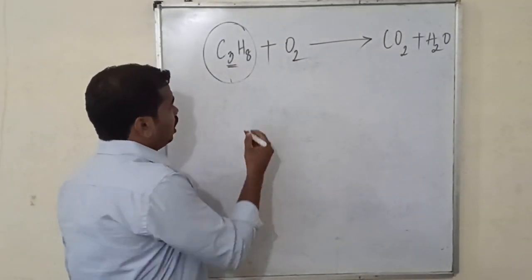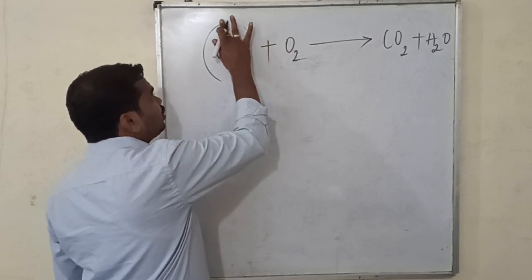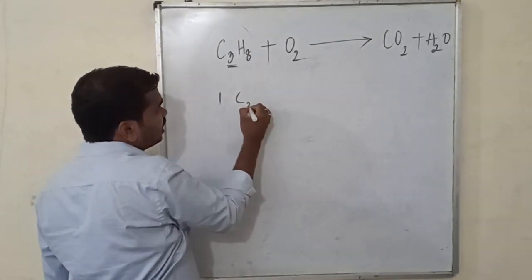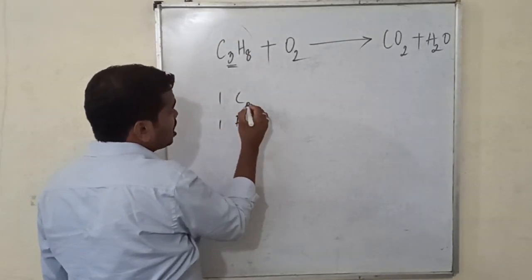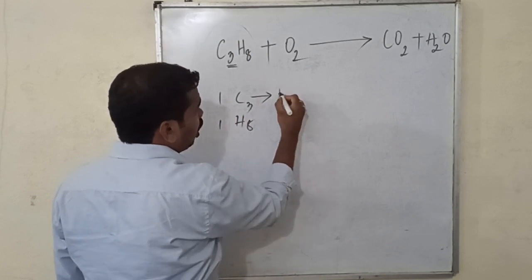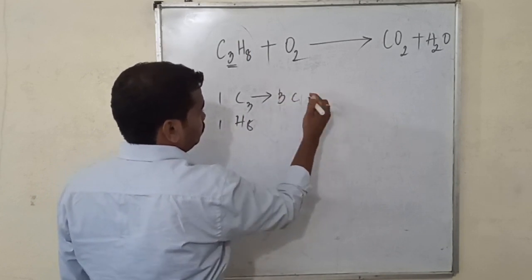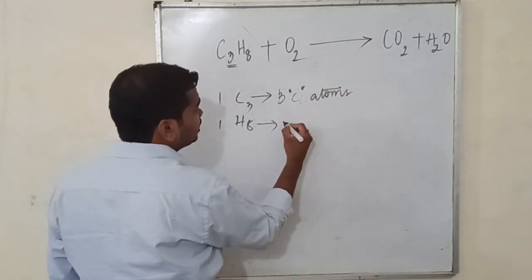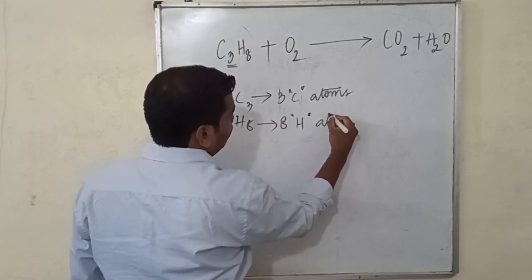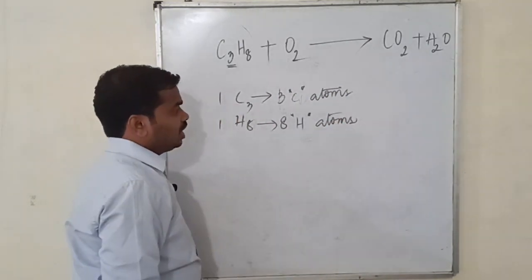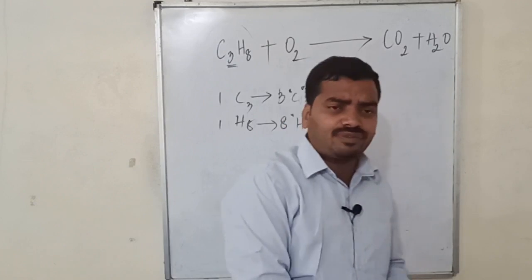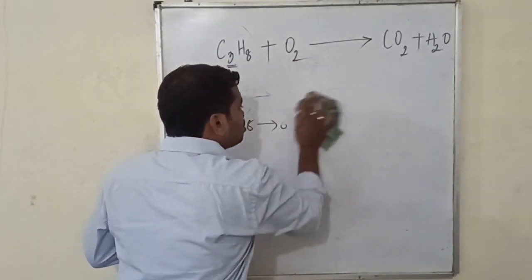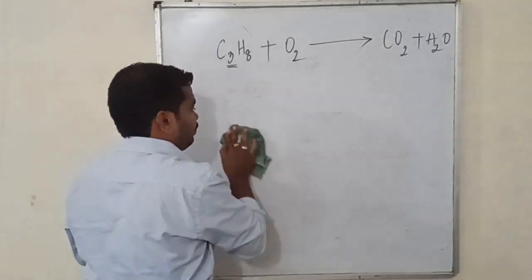So we shall see here, there is one formula unit of propane, right? That means one formula unit indicates one C3, one H8. That means three carbon atoms and one H8, in the sense 8 hydrogen atoms. So every time you need not take this formula unit concept while writing the number of atoms. So I am going to say this in a simpler way.